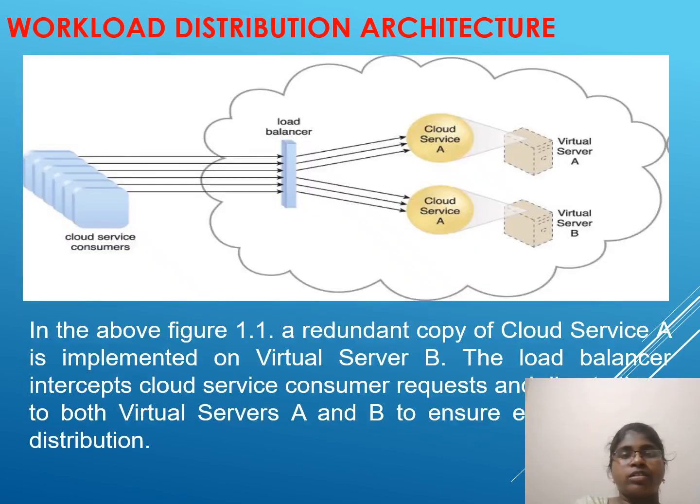This is the architecture diagram for workload distribution. The cloud service consumer goes to the load balancer, and cloud service A and cloud service B can provide the virtual servers that handle the service requests from the consumer, providing the virtual service and the work in the cloud process.